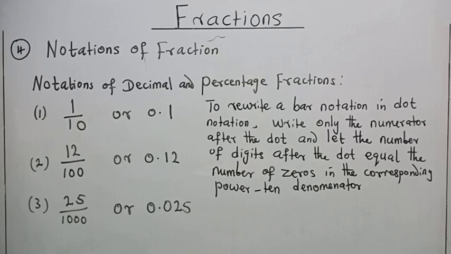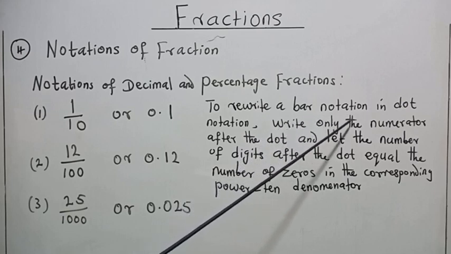To make it easy to understand, let's get back to what we did before. This is a bar notation, and this is a dot notation. This is a bar notation. This is a dot notation. This is a bar notation, and this is a corresponding dot notation. What it means is that we have a bar notation and dot notation for all decimal and percentage fractions. Now, it says to rewrite a bar notation, that is to write this in this form. What will you do?